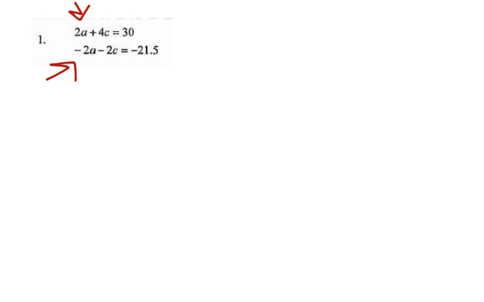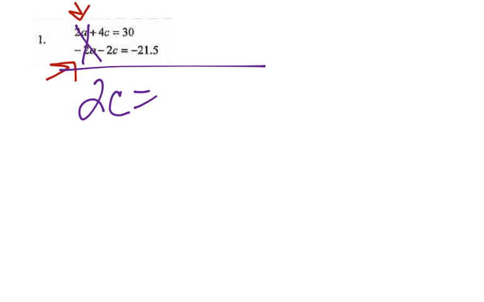Since it's like we want, all we have to do is draw a line and combine. So you're just going to combine your like terms. 2a minus 2a cancels, which is good. 4c minus 2c. Take your calculator. 4 minus 2 is 2c equals, and then take your calculator. 30 minus 21.5 is 8.5.